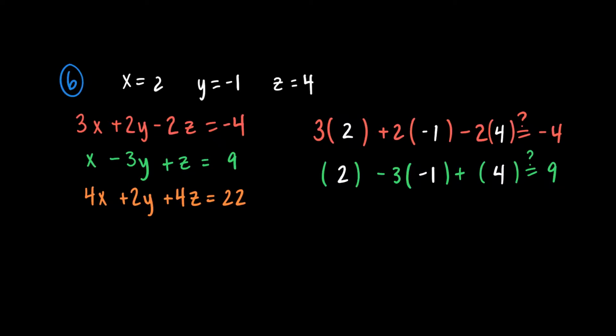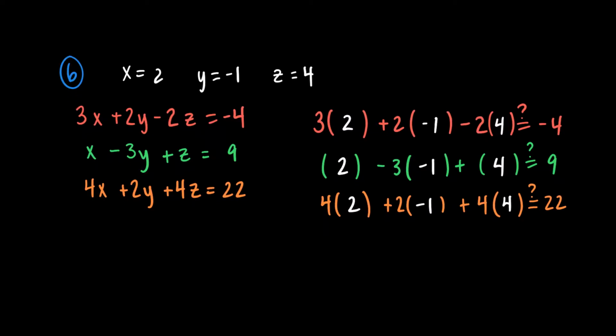All right, and then the last thing we need to check here is 4x plus 2y plus 4z, which is supposed to equal 22. Let's check and make sure it does. So x is 2, y is negative 1, z is 4. This would be 8 minus 2 plus 16. So 8 minus 2 is 6, plus 16 is indeed 22. So it works.